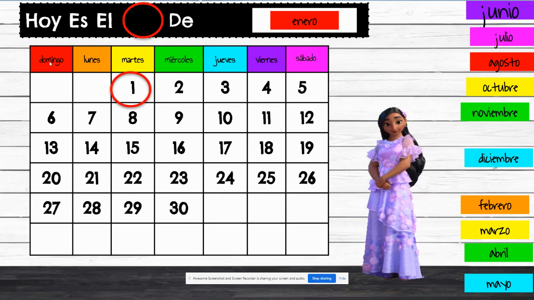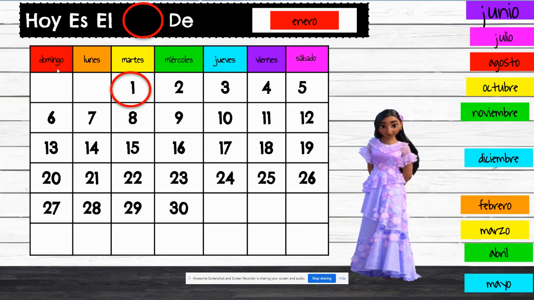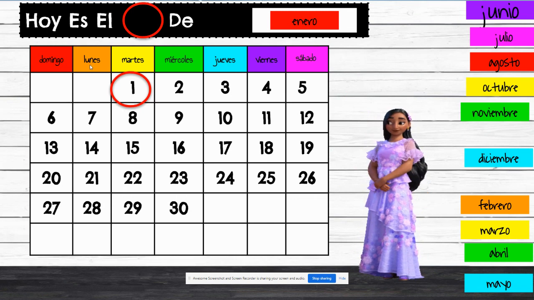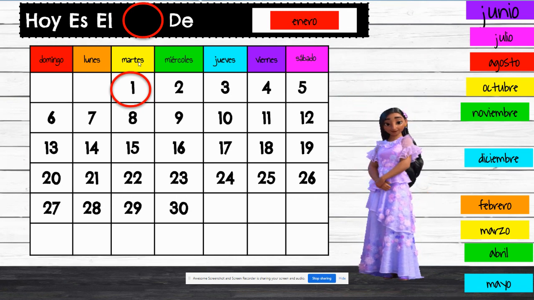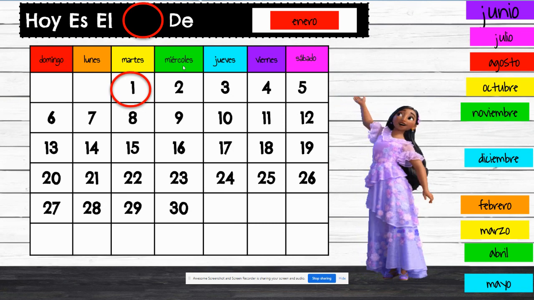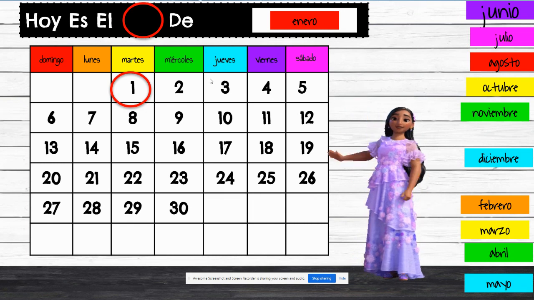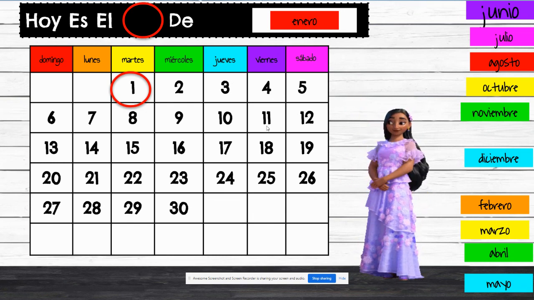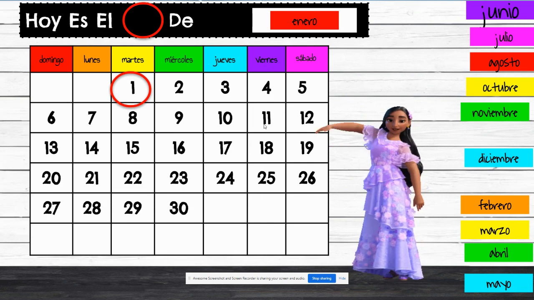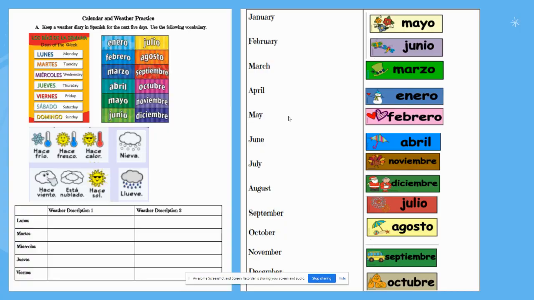Would you like to repeat after me and practice your pronunciation? Can you say domingo? Lunes. Martes. Miércoles. Jueves. Viernes. And sábado. Those are the days of the week.